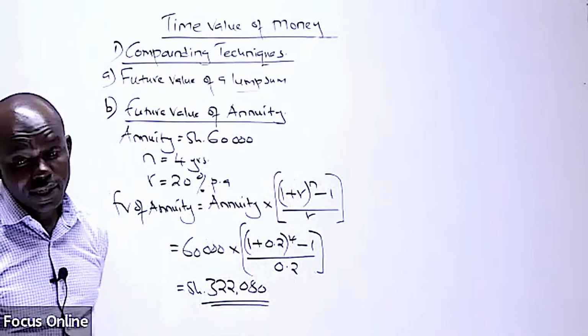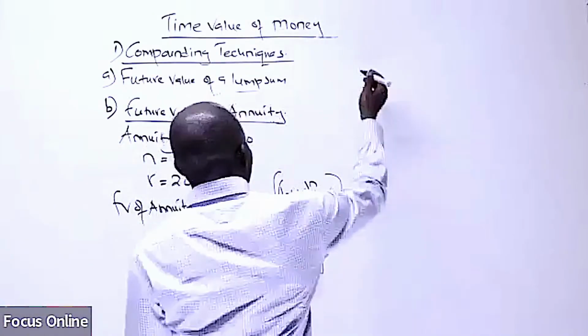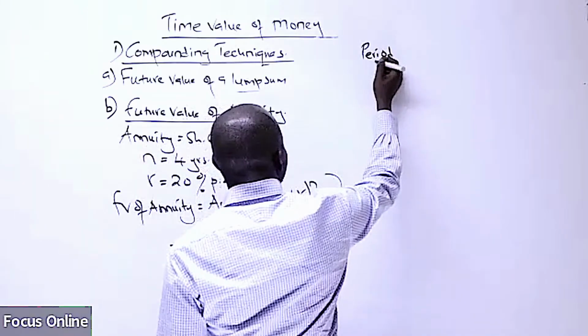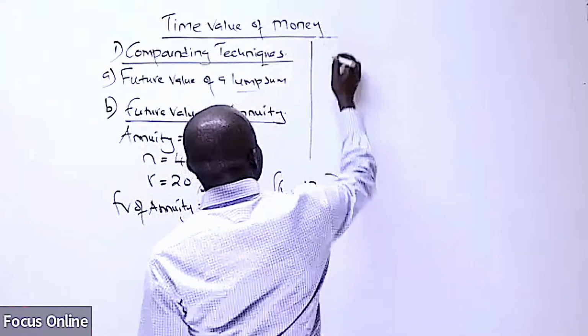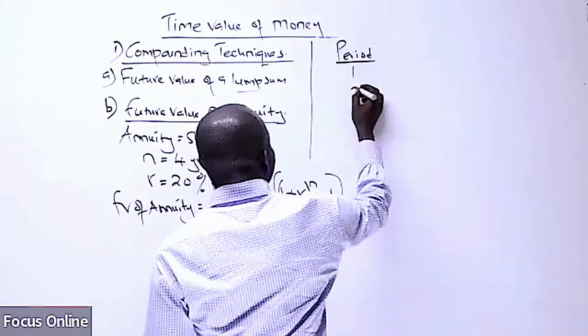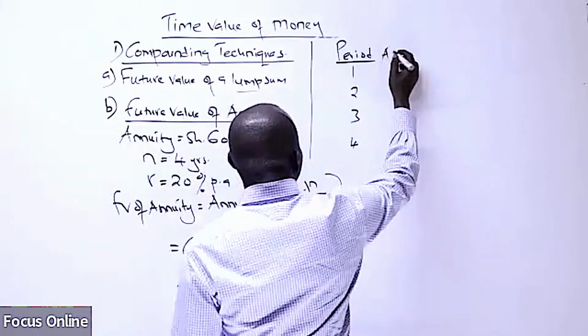Now, there is another way of doing this question. So this is now, you say period. 1, 2, 3, 4. Annuity or amount.